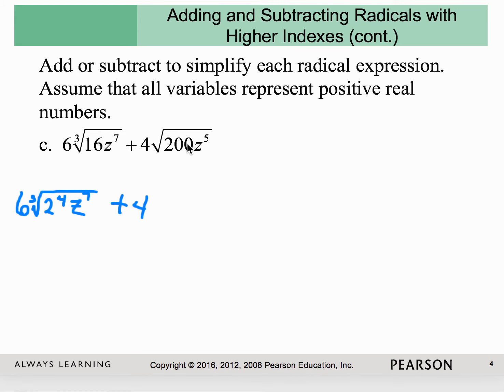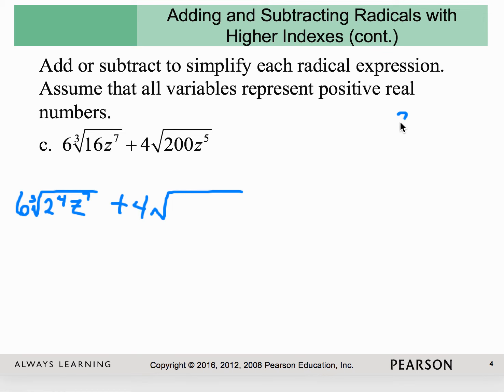plus 4, okay, times the square root. Oh, I'm never going to be able to combine. It doesn't matter, I've got to simplify them anyhow, but they're not going to combine, right? One's a cube root, one's a square root. But I still have to simplify it.